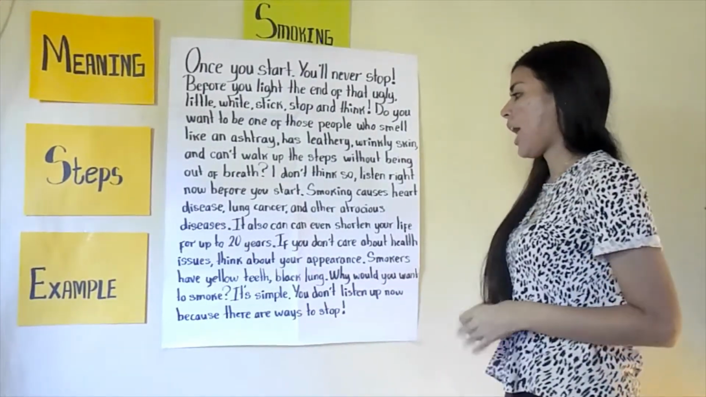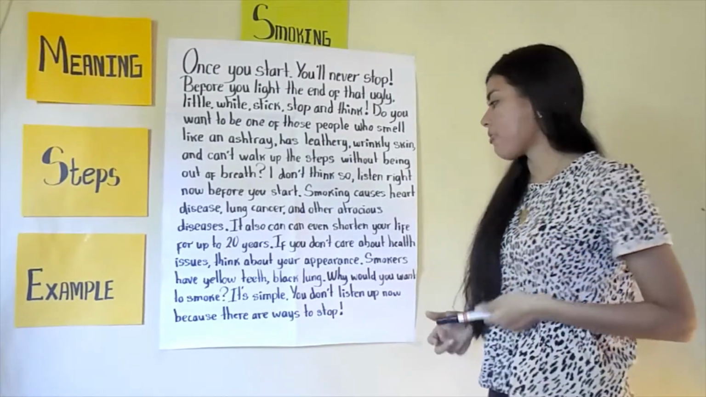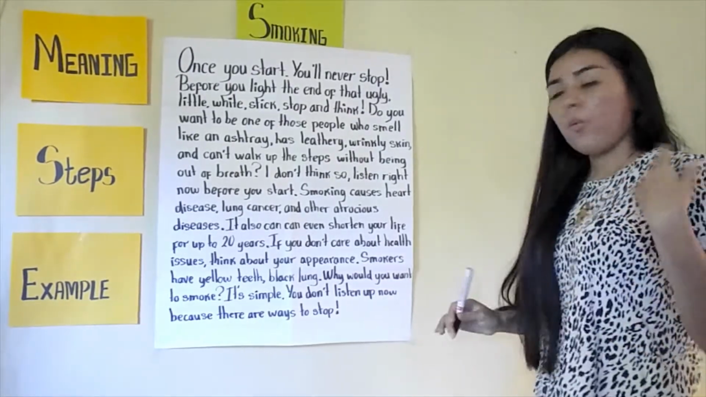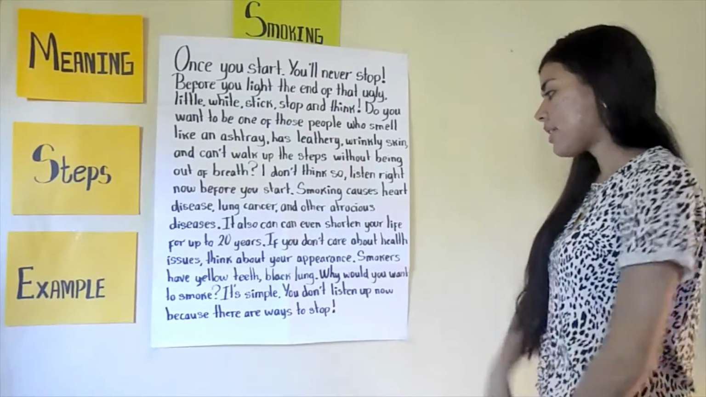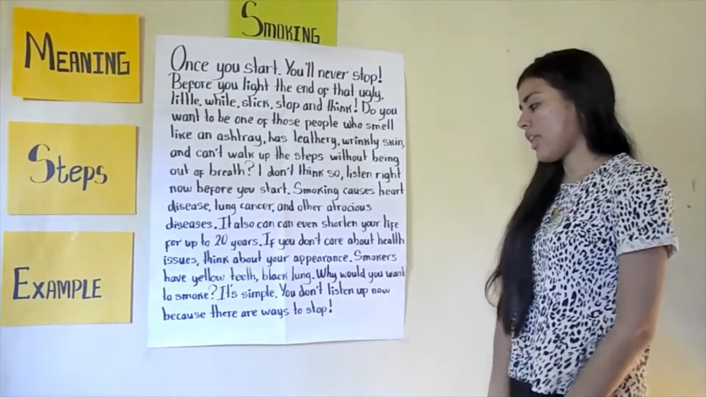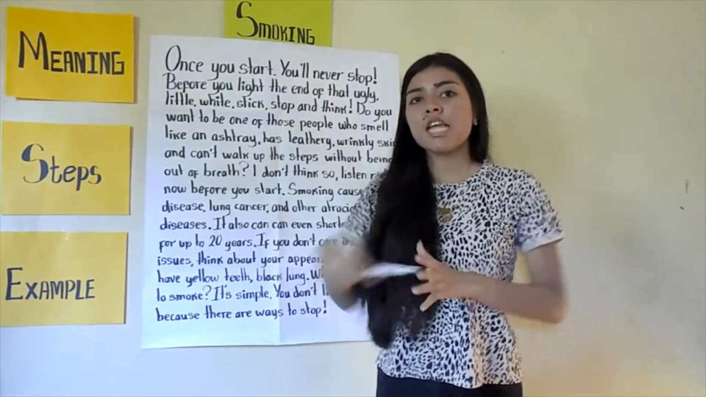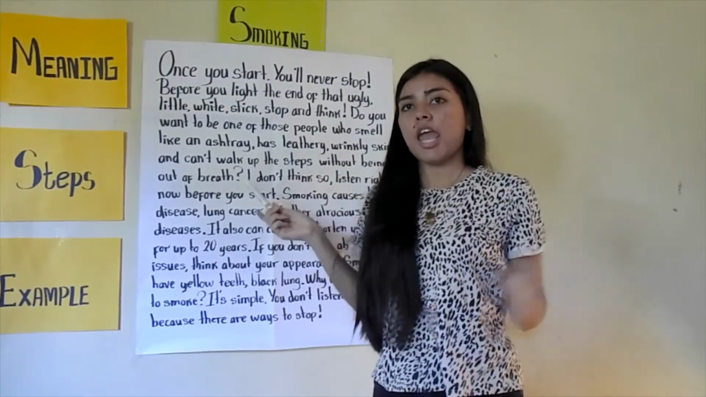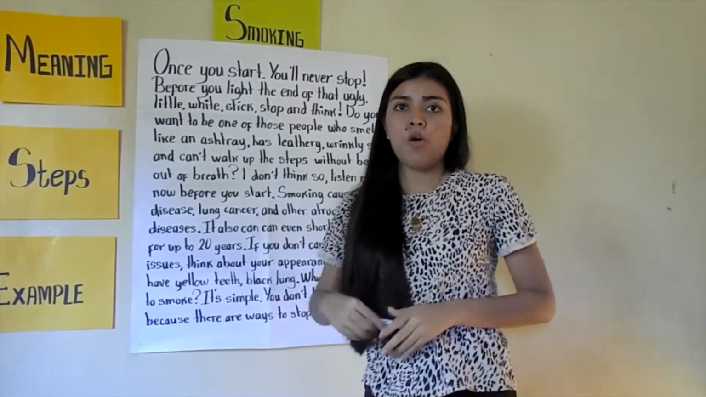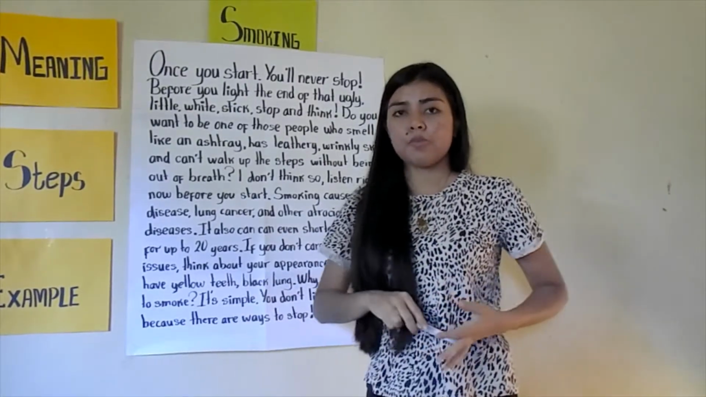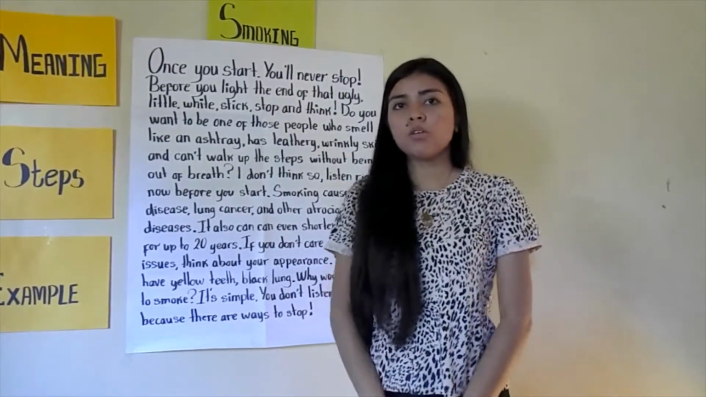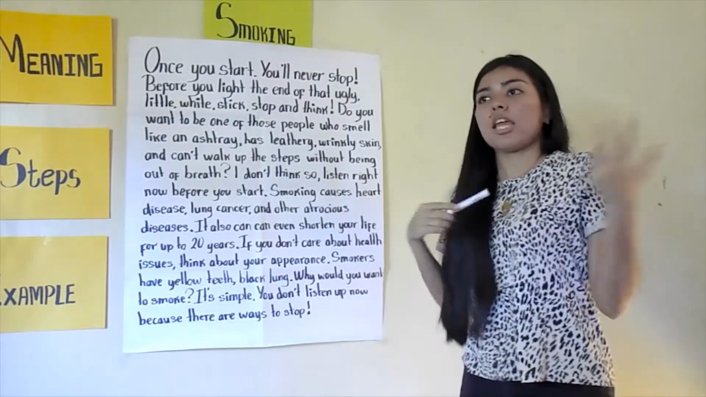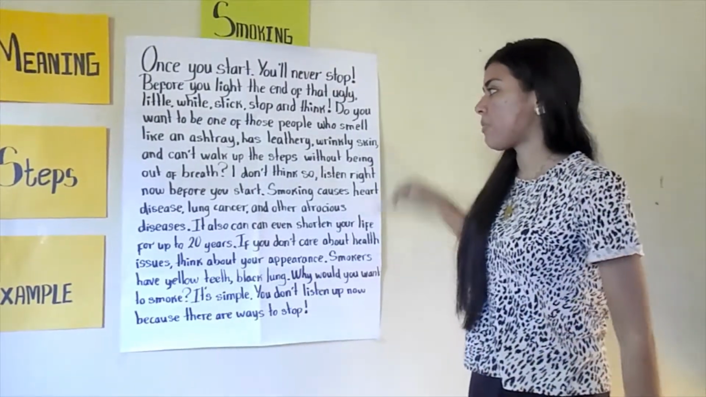If you don't care about health issues, think about your appearance. Smokers have yellow teeth, black lung. Why would you want to smoke? It's simple. Listen up now, because there are ways to stop. Please put out that cigarette, take a breath of fresh air, and think and walk in the right direction of a smoke-free life. So, you don't want to smoke? Believe me.